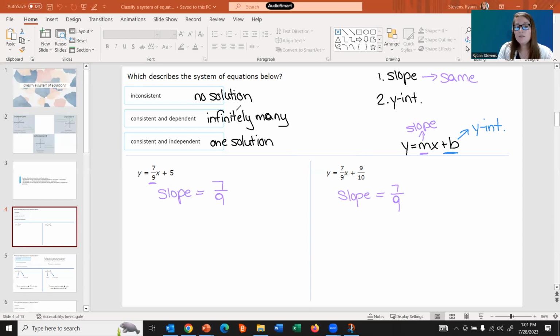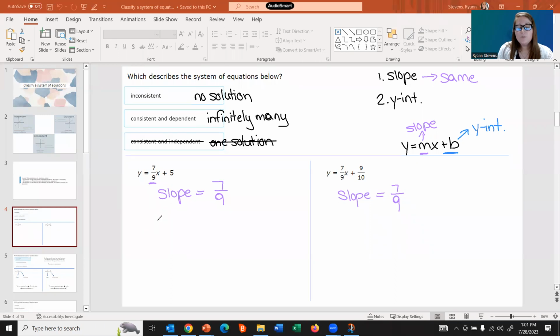Now, because they are the same, we can eliminate that answer choice of one solution. One solution will not be the answer because remember, one solution has different slopes, mainly different slopes, which also means that this graph will not be classified as consistent and independent, okay? That's why it's really important to understand which one associates to which classification so that you can eliminate it as you're going through the answer choices.